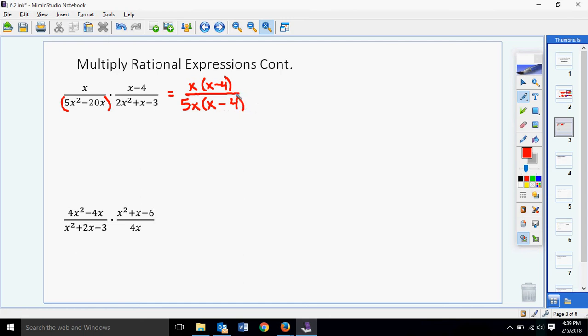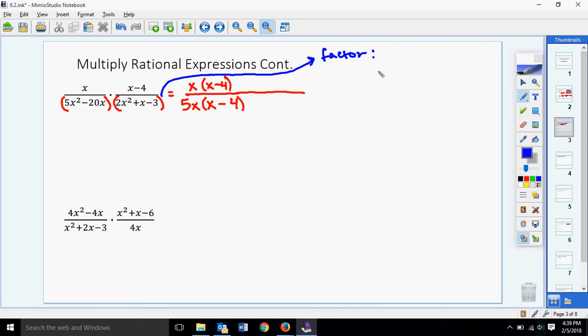Now, looking at the other denominator, I'm going to factor it. 2x squared plus x minus 3. This one's a little trickier to factor. So let me go and write over here how we're going to factor this denominator. Okay, so I have a number 2 in front of my x squared. That's what makes this a little tricky. I'm going to factor by grouping.